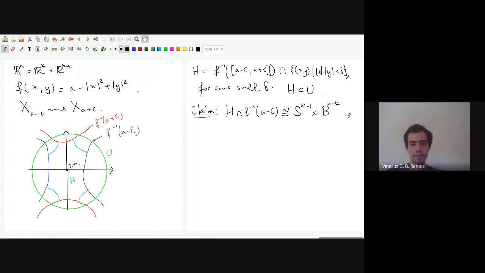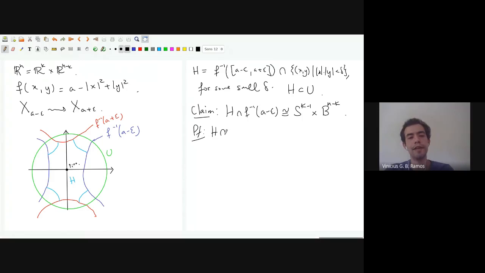Okay, so why is that? Well, we can actually write down the proof. So you want this guy to be equal to a minus epsilon, and then you want this condition to be satisfied. So the proof is the following.